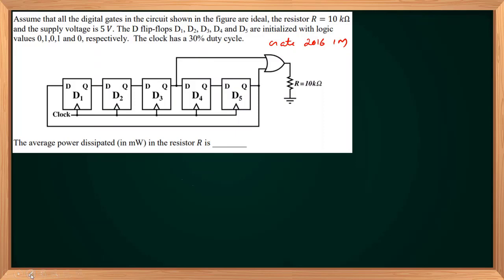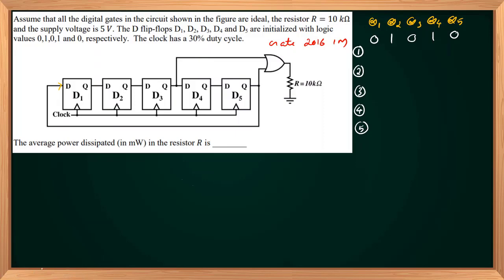So this is actually a ring counter. The last output is fed back to the input of the first flip-flop. Let me write the outputs of the different flip-flops, Q1, Q2 up to Q5. Their initial values are given as 0, 1, 0, 1, 0. In the first clock cycle, it will change the state. Similarly second, third, fourth, fifth, etc.